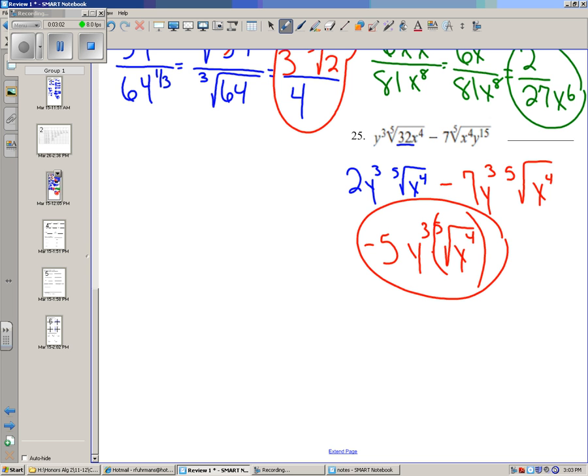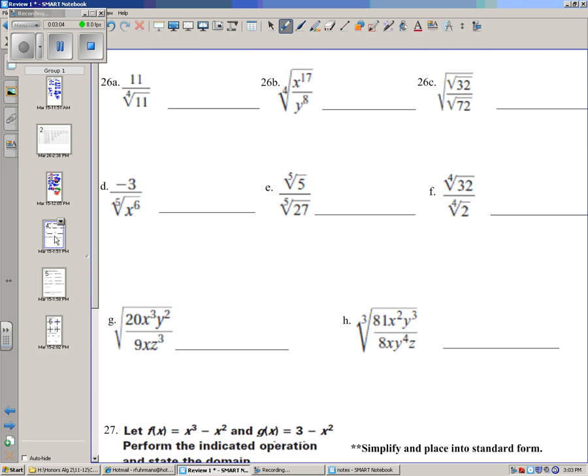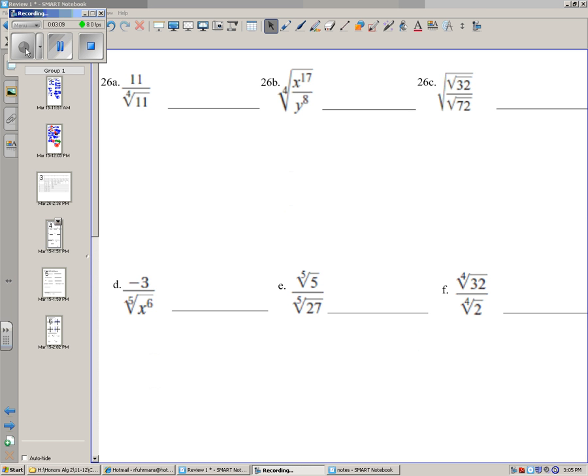All right, going to the next page. 26. All right, starting on 26, all these A, B, C, D, E versions of it, this is where you might want to bring out your cheat sheet because of the rationalizing of the denominator.